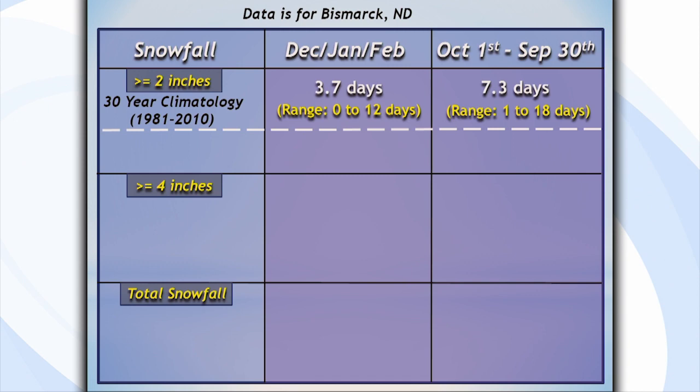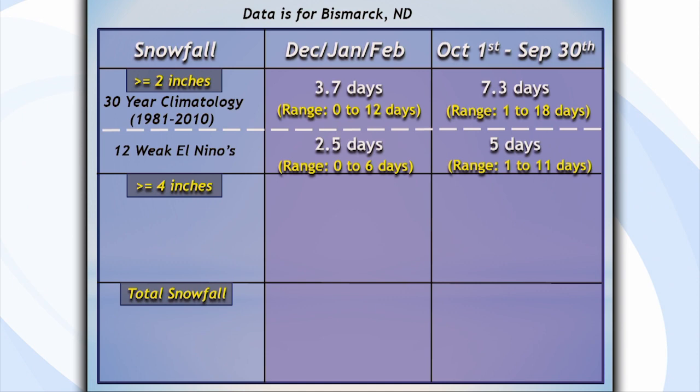Now, if you compare that to just the weak El Niños, again, we had 12 weak El Niños, we see two things basically. Number one is for the winter season and also for the yearly average days, they're much lower. 2.5 days with a weak El Nino for greater or equal to 2 inches, and about 5 days for the yearly potential for the number of days of greater or equal to 2 inches. Also notice the ranges are smaller too, 0 to 6 days and 1 to 11 days.